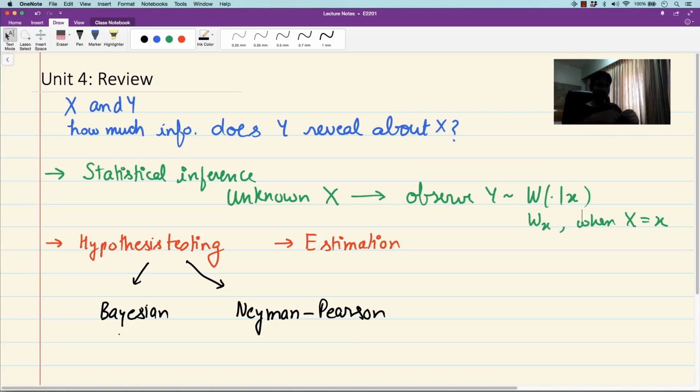Just like in measurements, points which are closer are difficult to distinguish. You need a better scale to distinguish them. Similarly, hypotheses which are closer in total variation distance are difficult to distinguish.